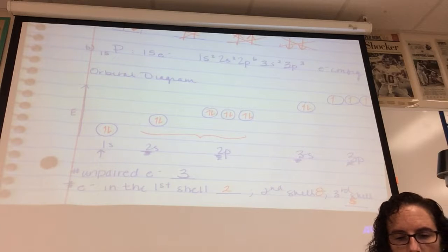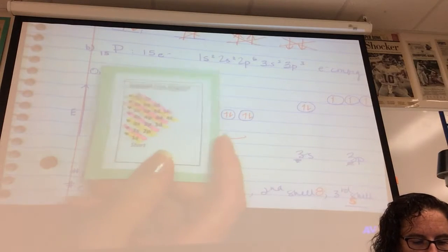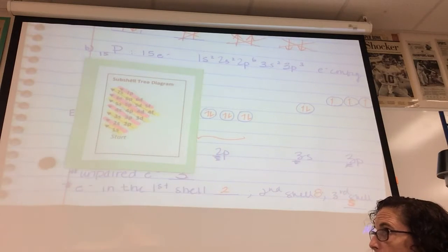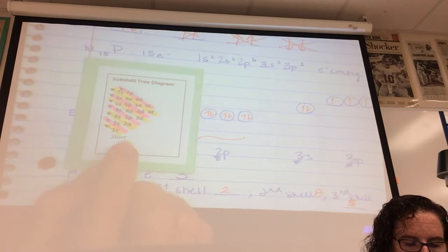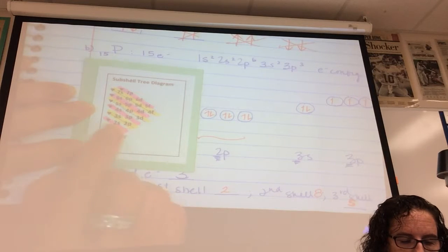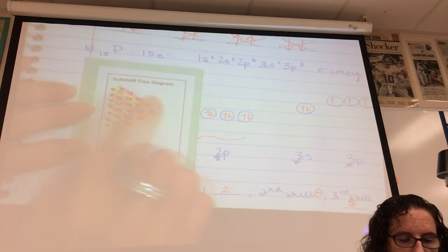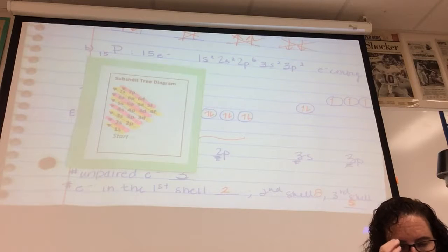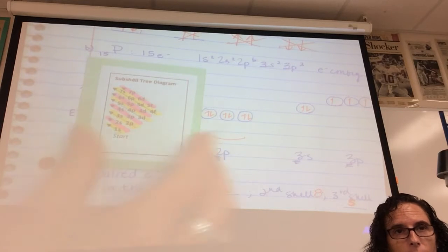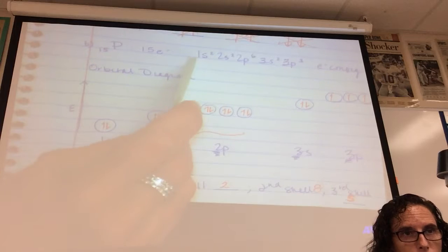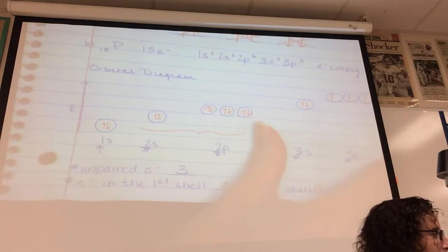Now, I don't always love to do this, but I'll show you guys because you're really smart. If you look here, you can figure out shell by reading from left to right. First shell, second shell, third shell, fourth shell, fifth shell, sixth shell, seventh shell. But just be careful because if you don't follow the arrows, you're going to crash and burn. All right, let's do another one.